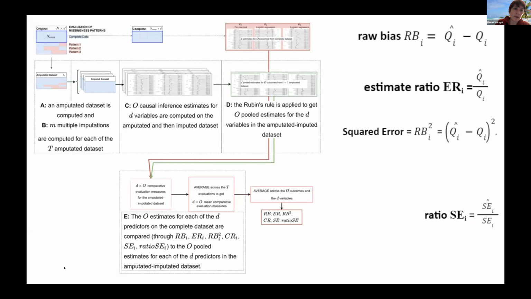So we produced multiple amputated data sets, not just one, because if we use just one amputated data set, then our model could be biased through that particular amputated data set. We chose some appropriate evaluation measure to compare our log odds to the others. And then we could compare different imputation algorithms.